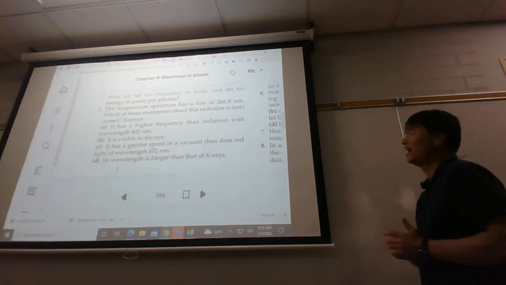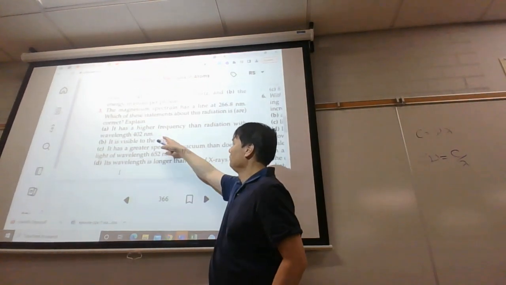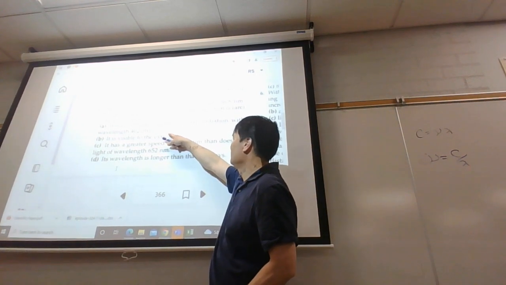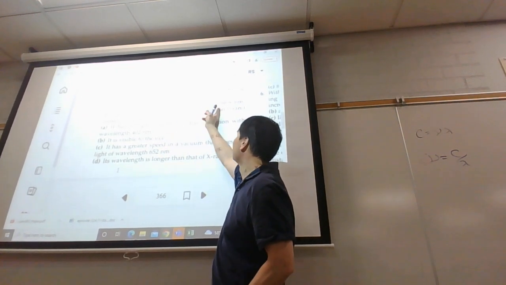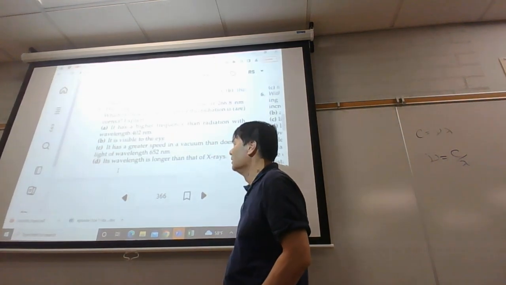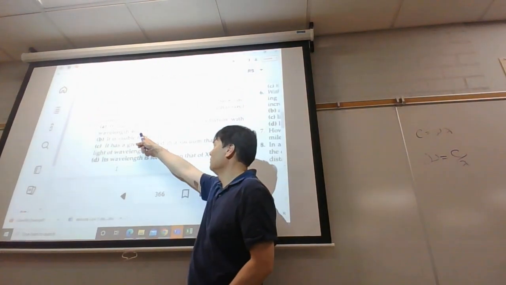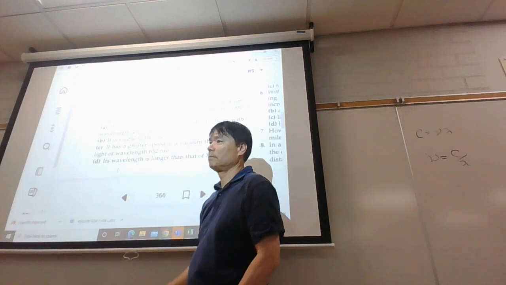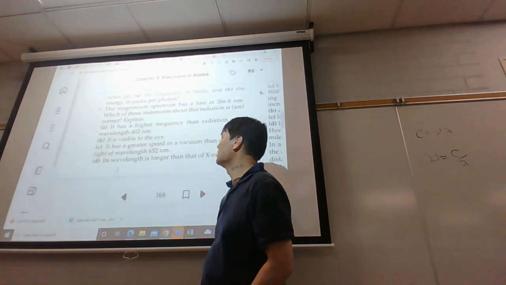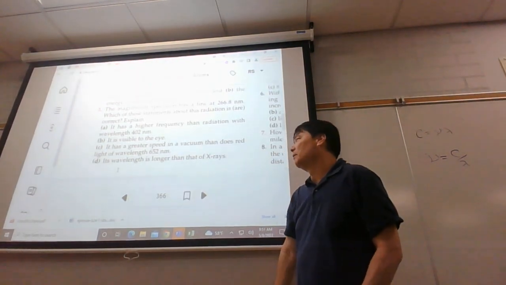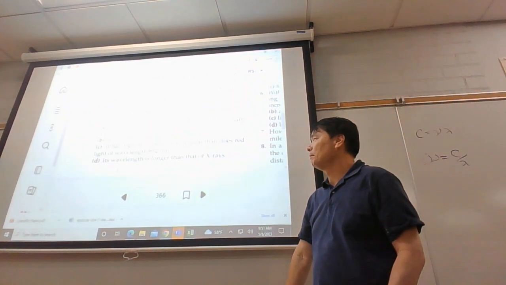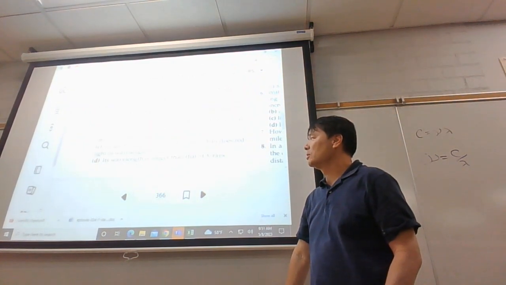Which one would be higher or lower in energy? Would 402 nanometers be higher or lower in energy than 266? It'd be lower in energy. In 402, do you know where that is in the spectrum? It's in the indigo violet region. Yeah, it's almost to the border of violet to ultraviolet.